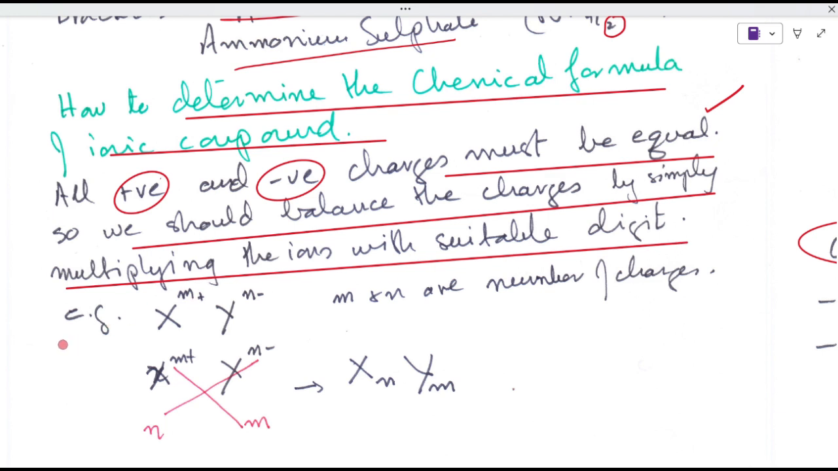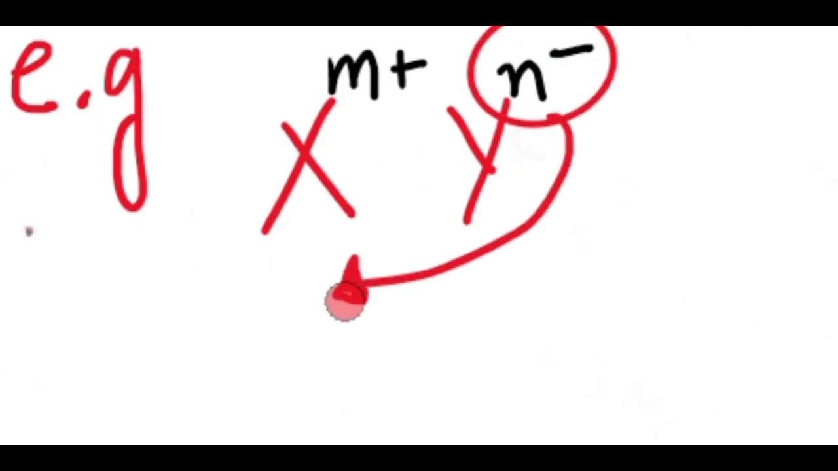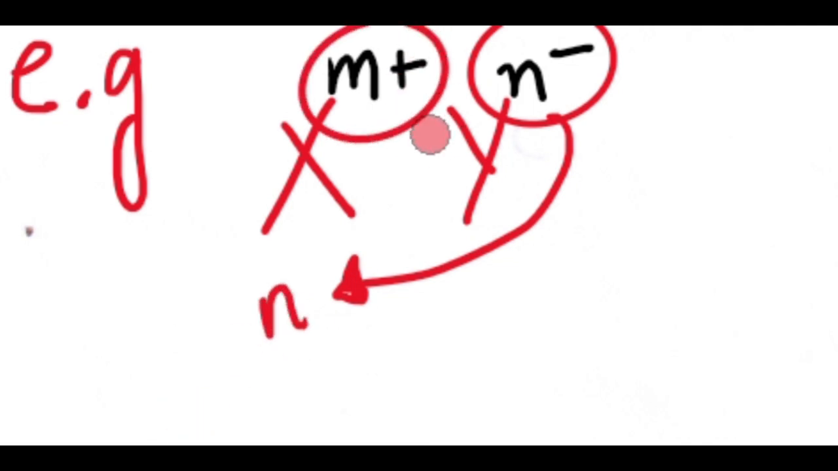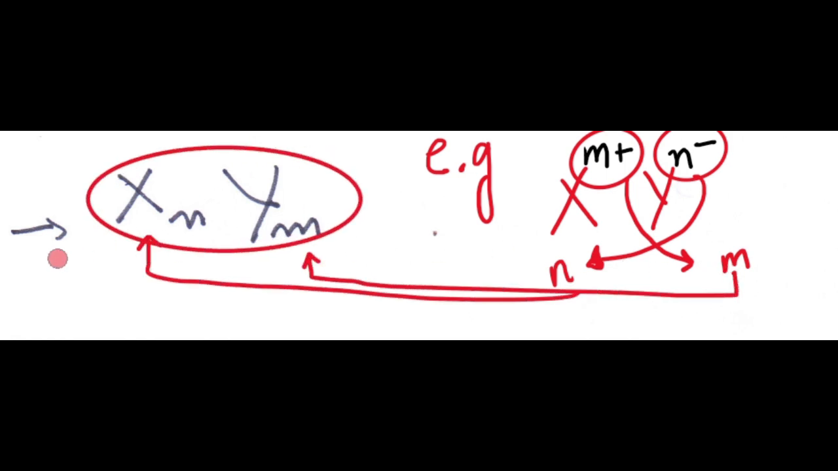For example, we have X a metal and Y a non-metal. X will have M positive charge and Y will have N negative charge. M and N are just the numbers of the charges. So we are going to cross multiply. N we bring under X and M we bring under Y, and then we write X_N and Y_M. Again, remember that N and M are the numbers. Now we come to the examples.